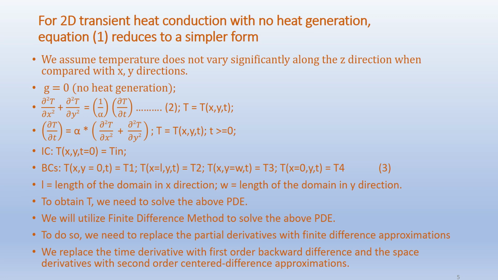The initial condition is given as T at x, y, t equals 0 equals T in. The four boundary conditions are given as T at x, y equals 0, t equals T1, T at x equals L, y, t equals T2, T at x, y equals W, t equals T3, and T at x equals 0, y, t equals T4. Here the length of the domain in x direction is given by L, and W represents the length of the domain in y direction. To obtain temperatures in the domain, we need to solve the above PDE.